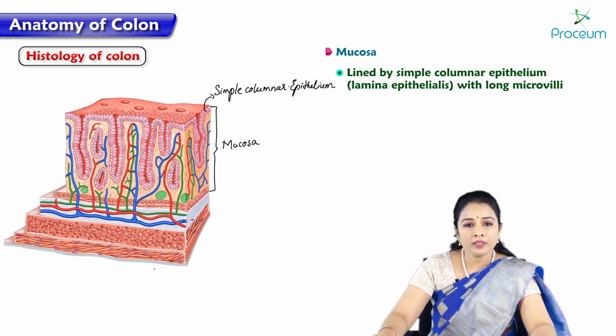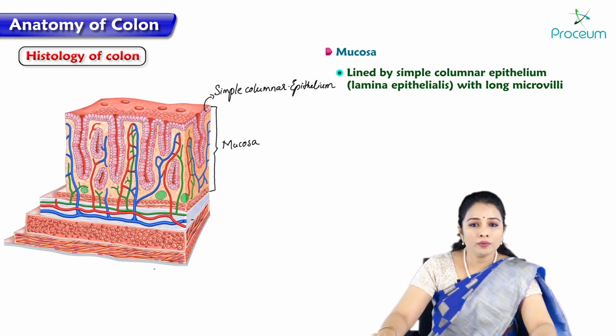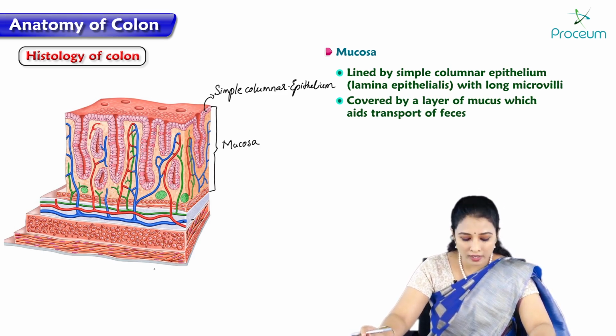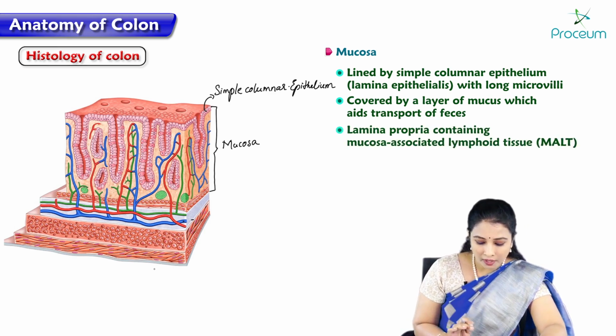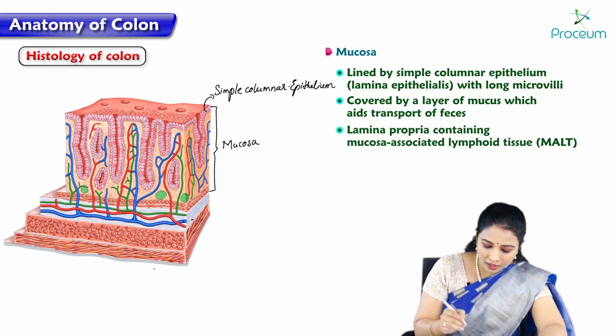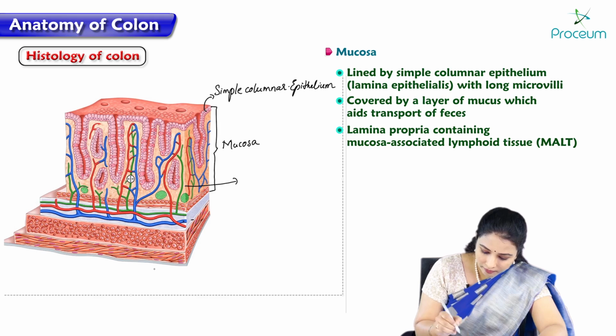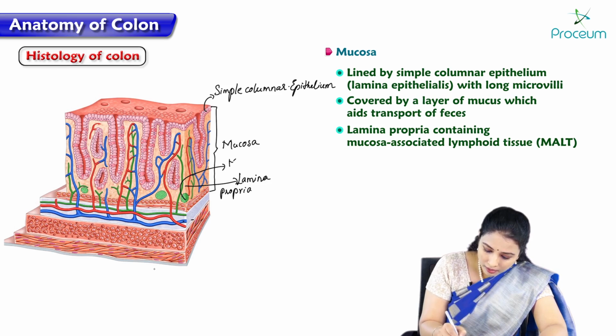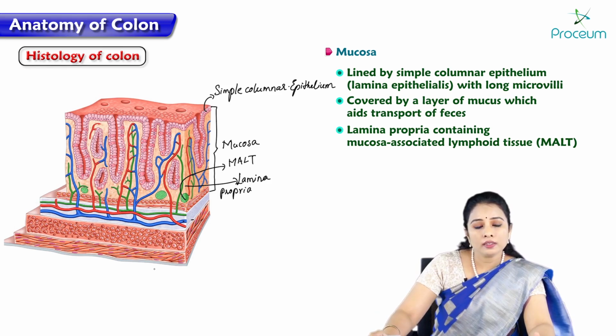That is lamina epithelialis with long microvilli, and it is covered by a layer of mucus which aids the transport of feces. Lamina propria contains mucosa associated lymphoid tissue that is called as MALT. So, lamina propria is the connective tissue just below the epithelial layer, which contains MALT, mucosa associated lymphatic tissue, and it contains blood vessels.